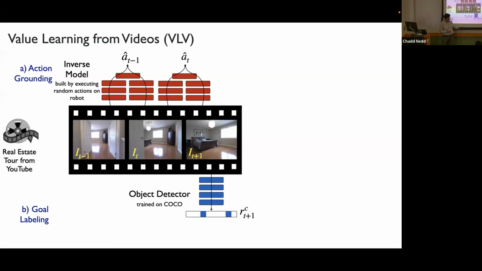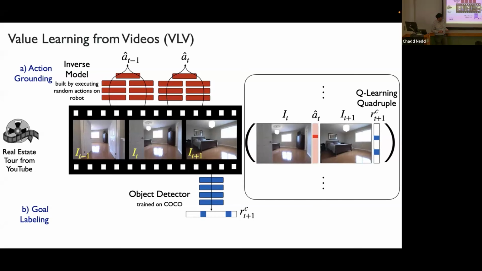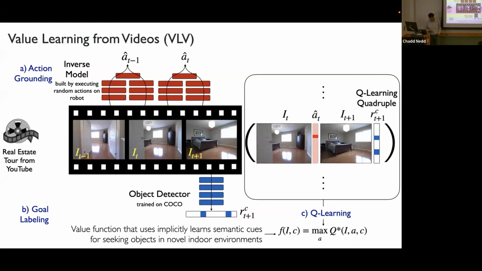Now, once I have this, I can set up these quadruples for doing Q-learning, which is I_t, the action A_t, I_{t+1}, what image I ended up at, and whether there is a reward. The reward over here is whether your object detector found the object. So I can get Q-learning quadruples this way. I can do Q-learning with this, taking the max over A, and that gives me a value function: if you are in this state, how likely are you to succeed at seeking objects in the world?